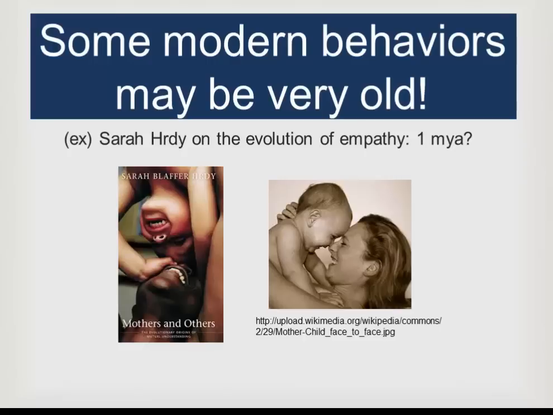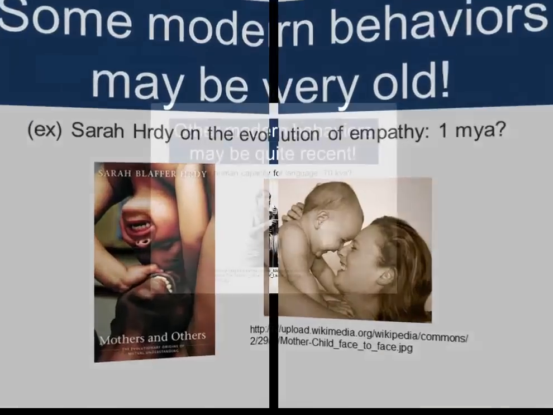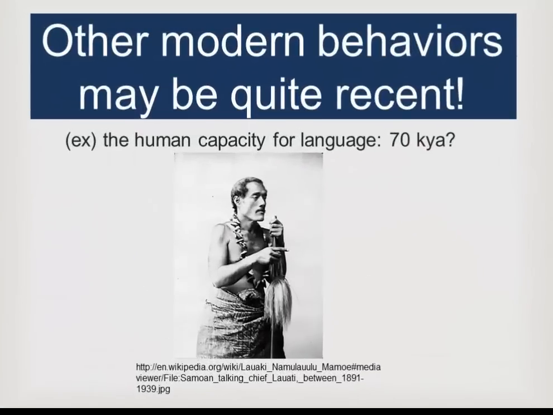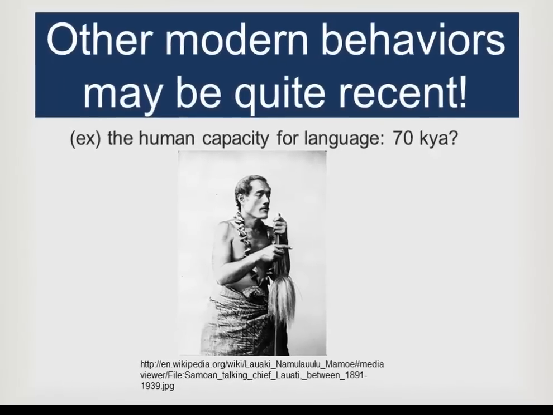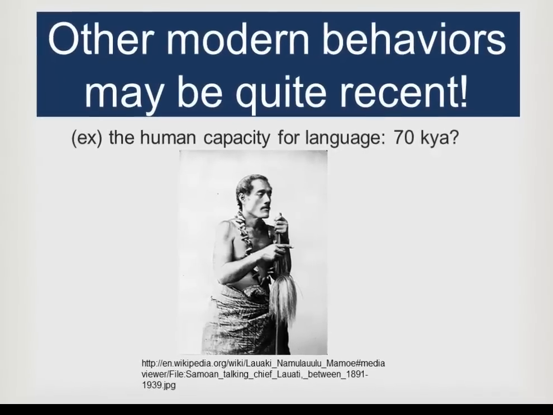Now, it's likely that some modern behaviors may be very old and conserved, and Sarah Hrdy argues, for example, that our capacity to mind read and the evolution of empathy might be over 1 million years old. On the other hand, some other modern behaviors might be quite recent. It's quite hard to determine, but there are arguments that the capacity for language that we're all so familiar with may be no older than 70,000 years.